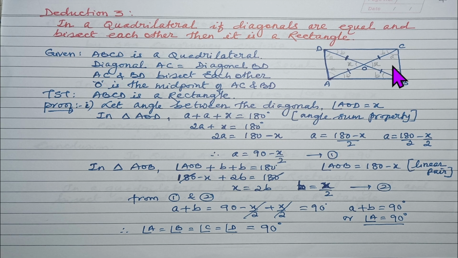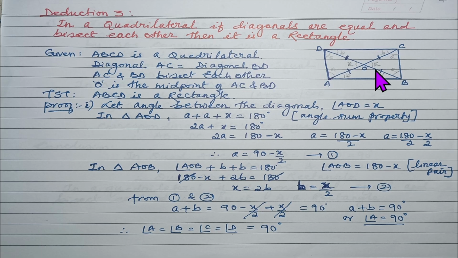Therefore, by the side-angle-side congruency criteria, the two triangles AOD and COB are congruent. If the two triangles are congruent, the corresponding sides are equal, and therefore AD is equal to BC. So now we have proved that AD is equal to BC. Now let us go to another pair of triangles.